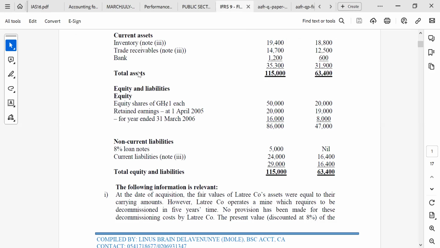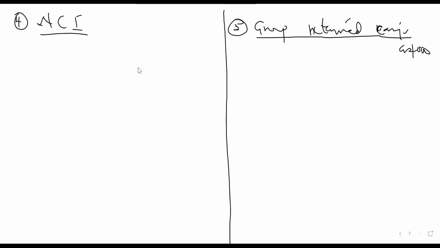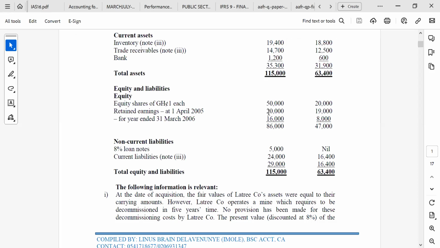So let's come to the group. The group return is something you don't have to suffer before you get it. You can just go and determine your figures and put it there. What is the group return earnings? What is the return earnings at reporting for the parent? 20,000. Are you sure? Our reporting is 36. At opening it is 20,000. Okay.